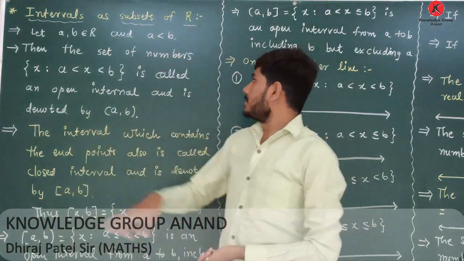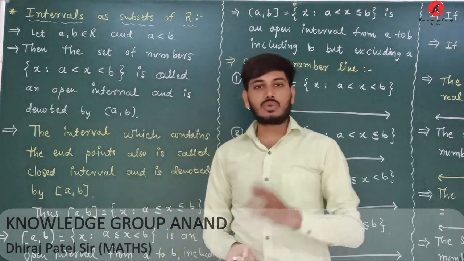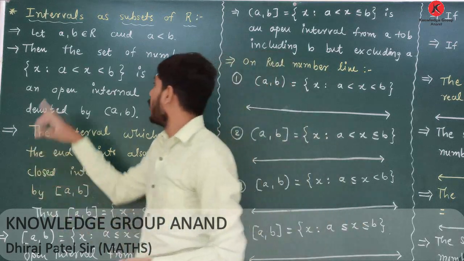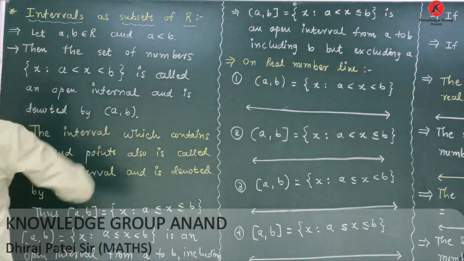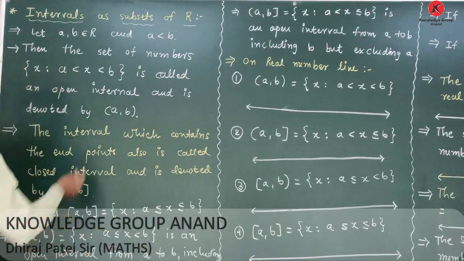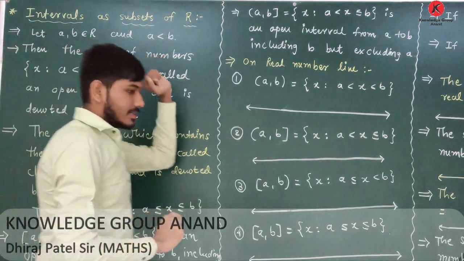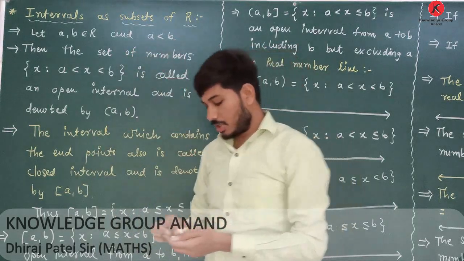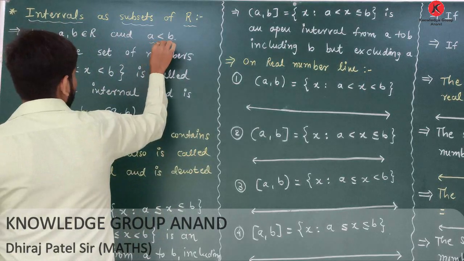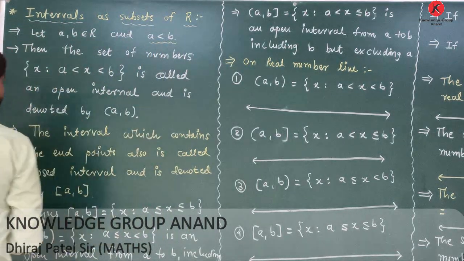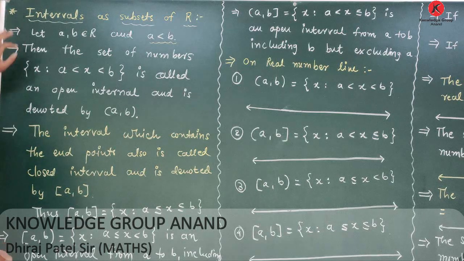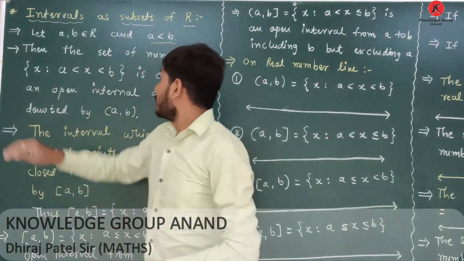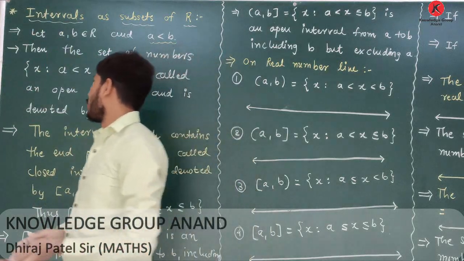The first assumption is A and B, which are two numbers from the set of real numbers. Set of real numbers means A and B belong to R, they are real numbers. And A less than B is the important condition. A less than B is the important condition here. Always A must be less than B. Now, by use of these conditions, we are going for the representation or studying the intervals as subsets of R.